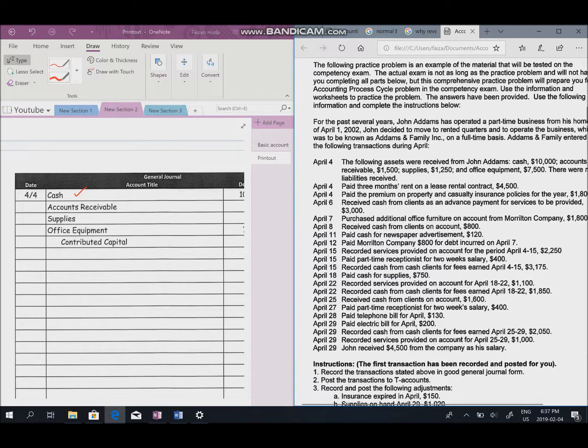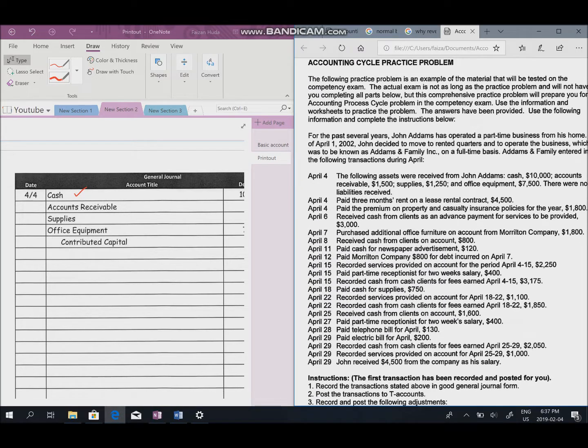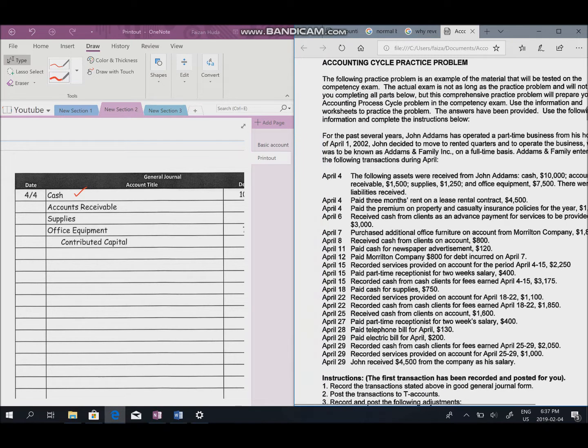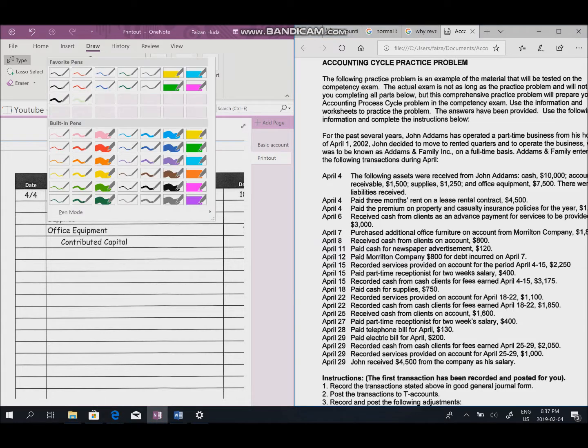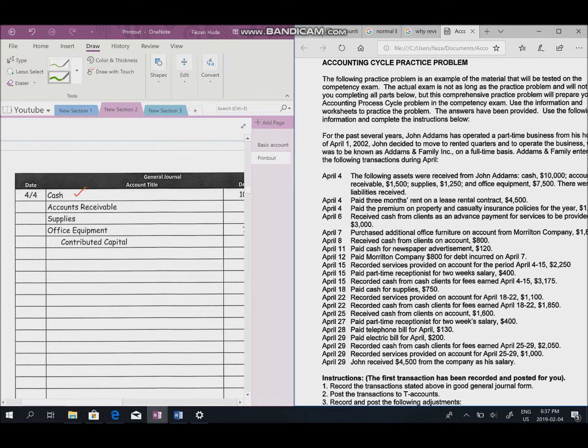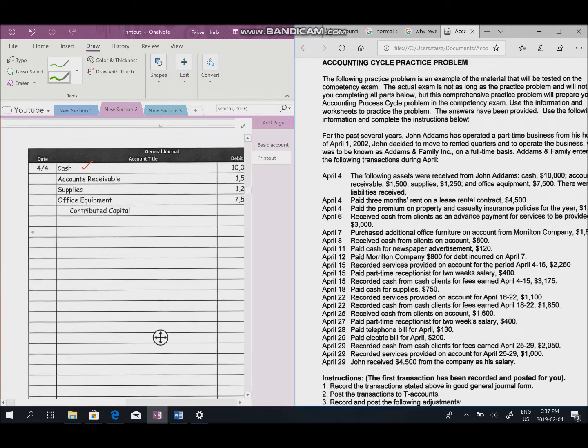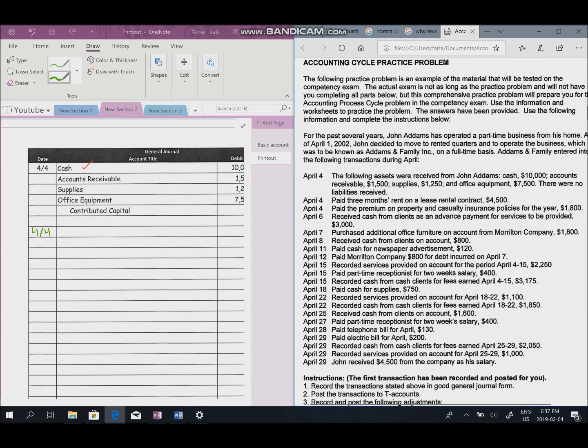Moving on, we'll do the second journal entry, which is on April 4th, we paid 3 months rent on a lease rental contract of $4,500. To do this journal entry, I will be using a green pen for journal entries. So April 4th, you always write your date in the date section. Hopefully my handwriting is not too bad and you guys can read it. So we paid 3 months, so prepaid rent will go up. Prepaid rent.